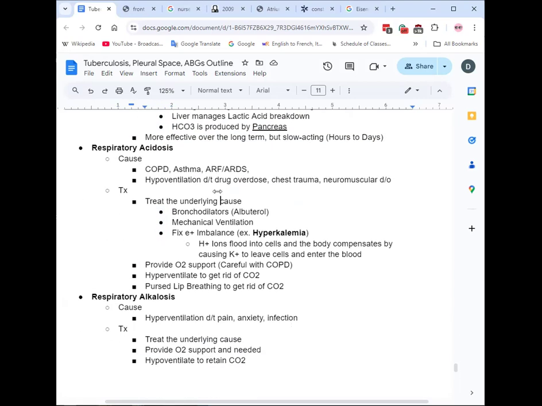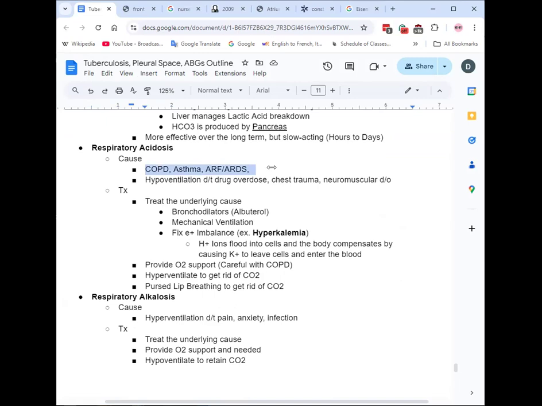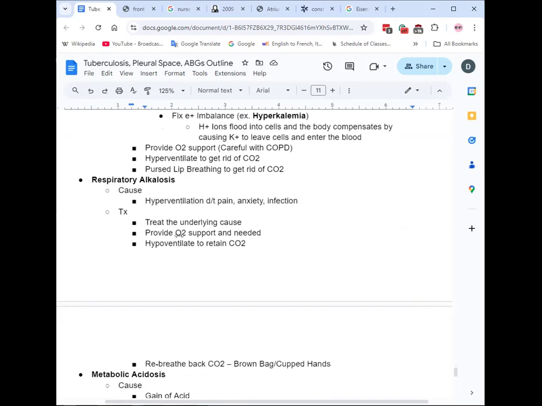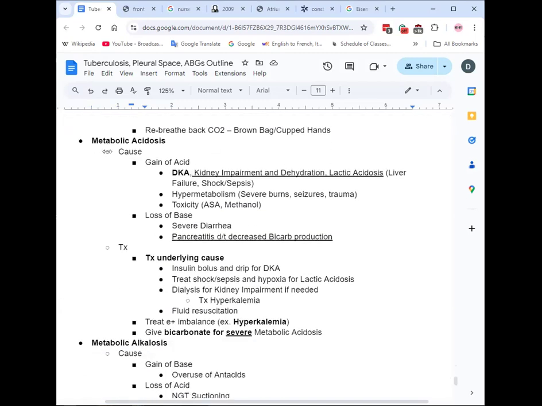Then here I have some, again, very extra information on respiratory acidosis, alkalosis, metabolic and so on. For example, I have potential things that can cause it here, and ways to treat it. I think the respiratory one's the most basic stuff. Metabolic is where it gets a little funkier. So here you can have things happen because of gain of acid, loss of base.